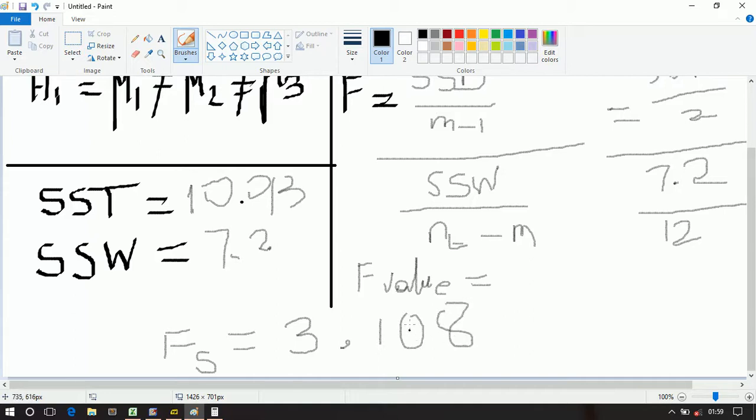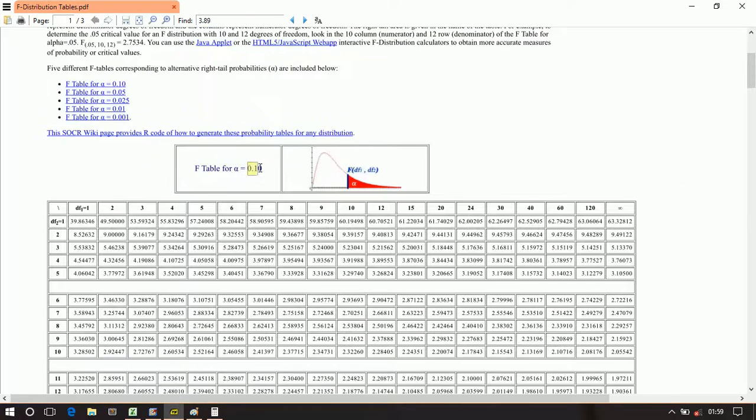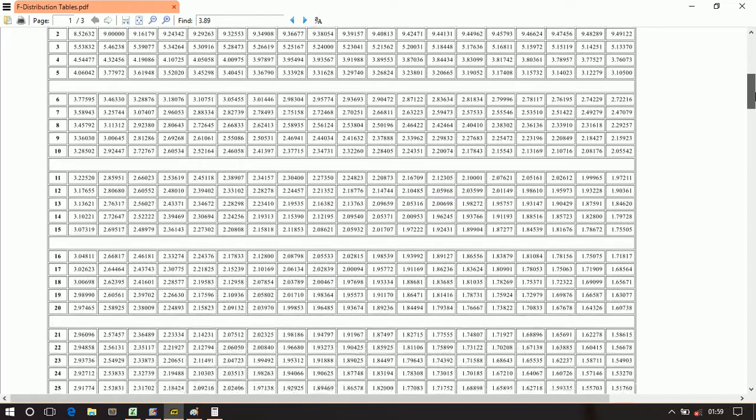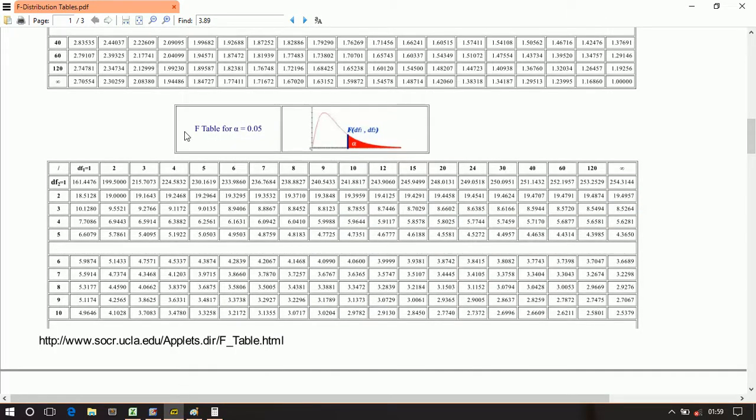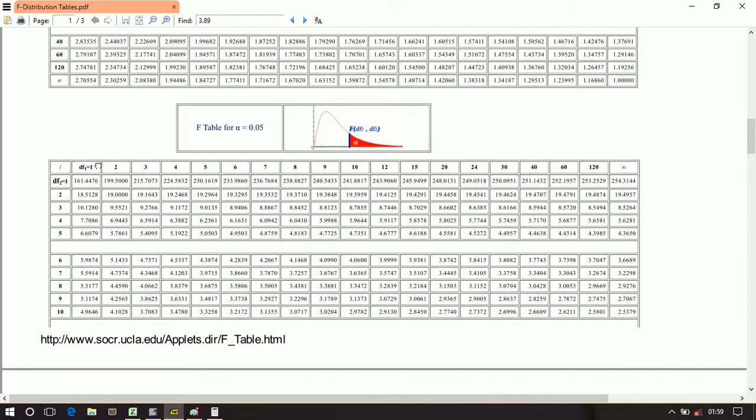For the F value, I will be using the degrees of freedom, so we need to refer to this chart. I got this chart from the internet. Now I am assuming my significance level as 0.05. I know that my numerator degrees of freedom is 2 and the denominator is 12.